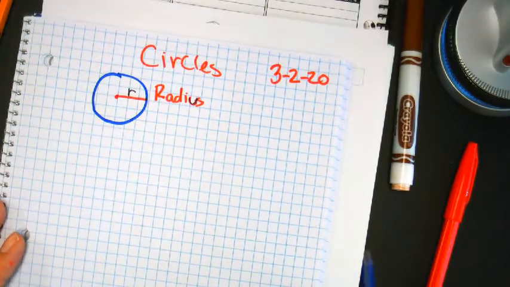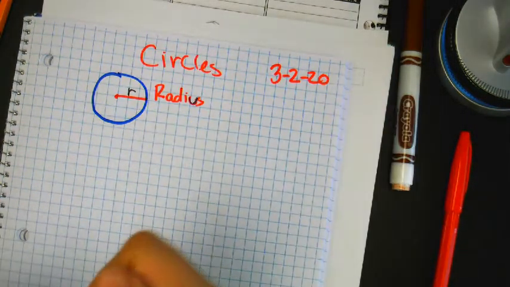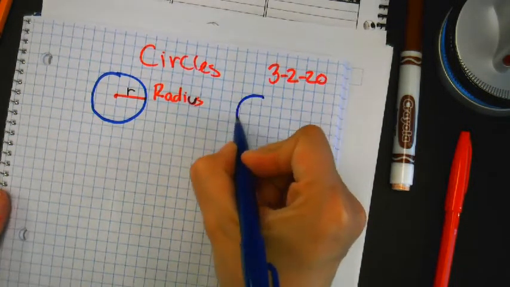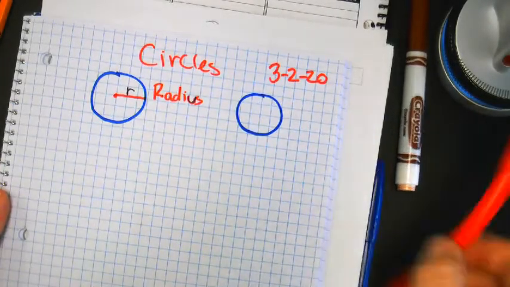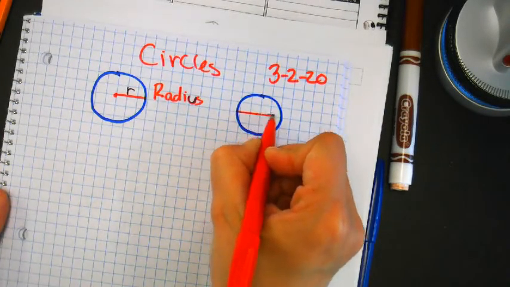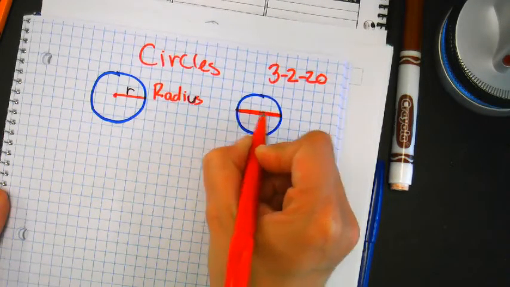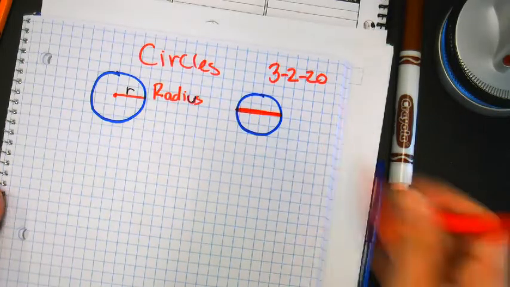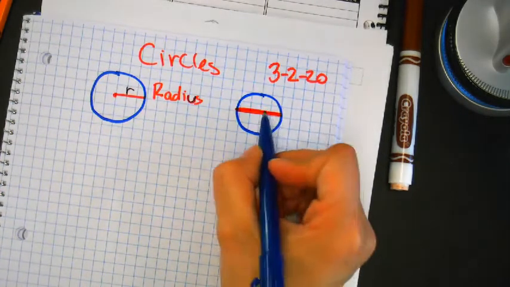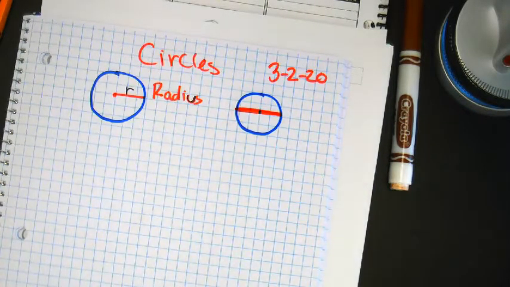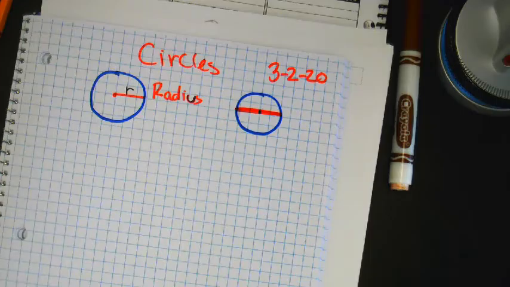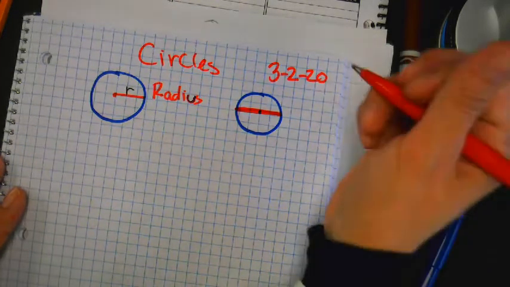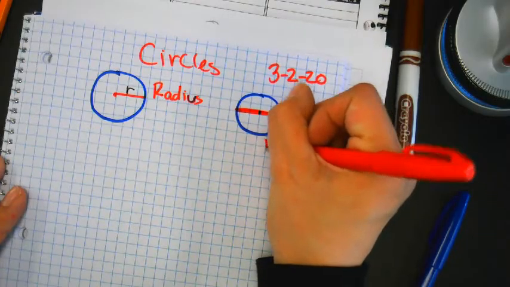Okay? Now let's draw another circle. And now it goes through the whole circle. Through the whole circle. Does anybody know what this one is called? Carla? Diameter. Very good. Did we learn this in another grade level or Alex? Yay, Alex.